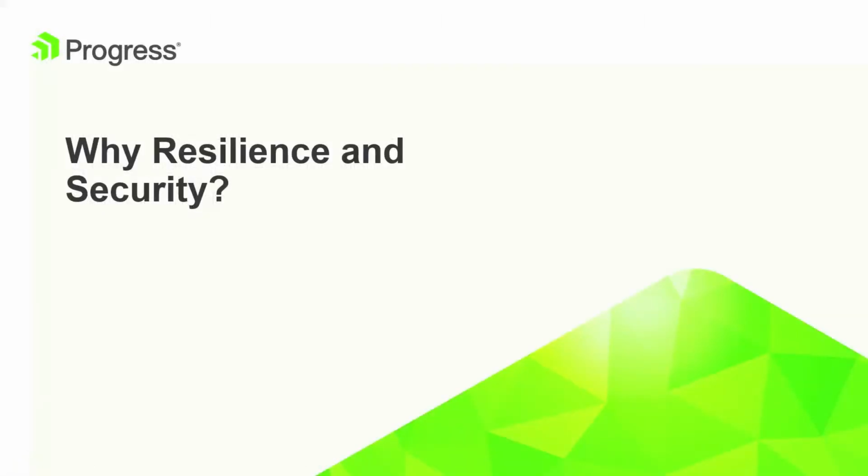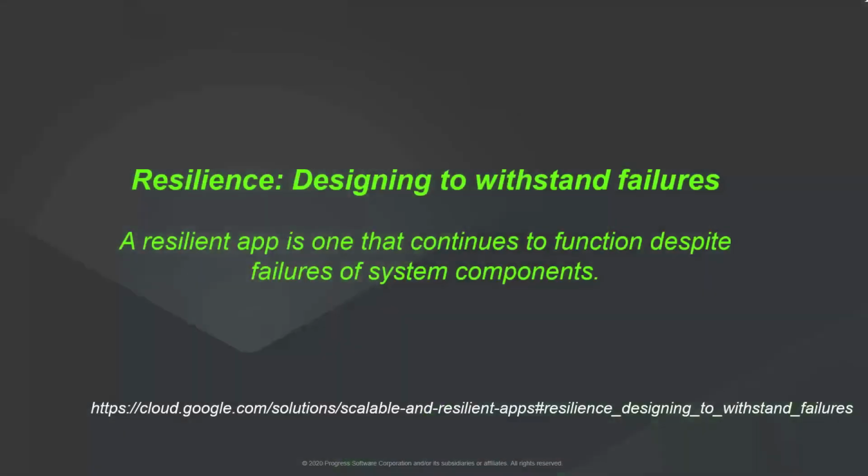So what is resilience and security and why does it matter? There are a couple of definitions. Here's one by Google: a resilient app is one that continues to function despite failures of system components. Resilience is a matter of the whole application, not just the database. And resilience requires planning at all levels of our architecture. It influences how you lay out your architecture and how you design your application.